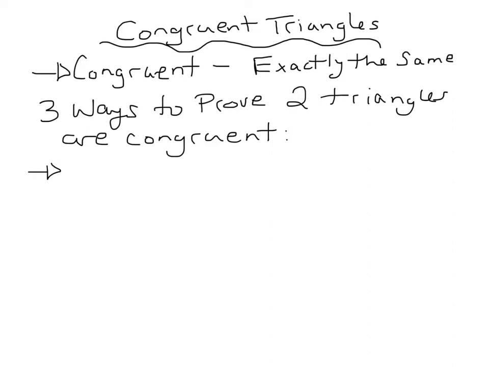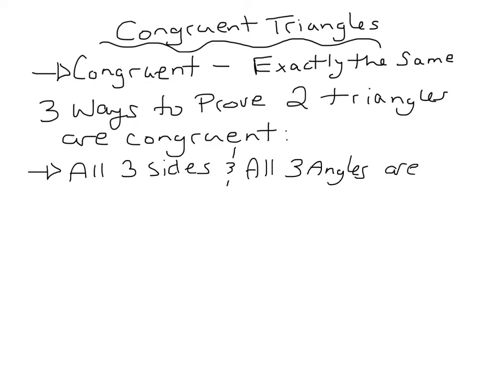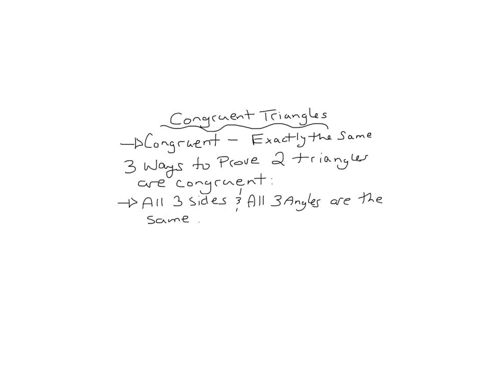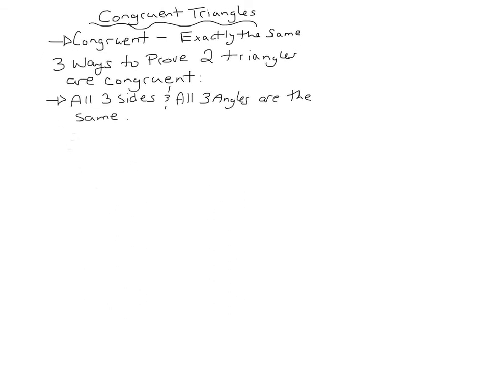When I say they're exactly the same, I should point out what I mean by that. I mean exactly the same, it means that all 3 sides and all 3 angles are the same. Okay, so that was the other piece there. So congruent triangles, exactly the same, means that all 3 sides and all 3 angles are the same. So we have 3 ways that we can prove that triangles are congruent. Okay. So the first way is what I would call the one that seems the most obvious.